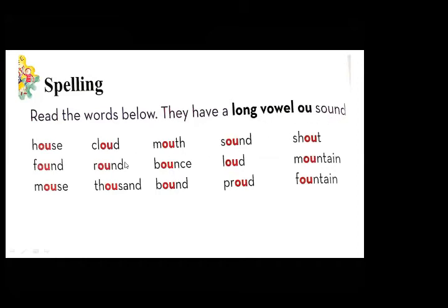I am going to read these words. Kindly correct your pronunciation while I am reading, and I am also repeating it again for you. House. House gives you the long OU sound, and you all know very well that OU is the vowel word. Okay, recall the vowels. Which are the vowels?